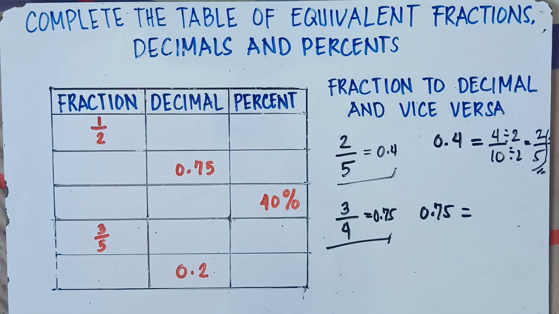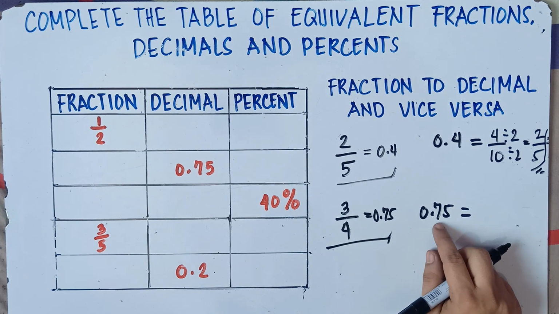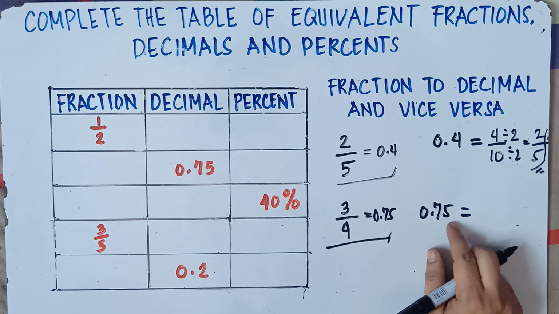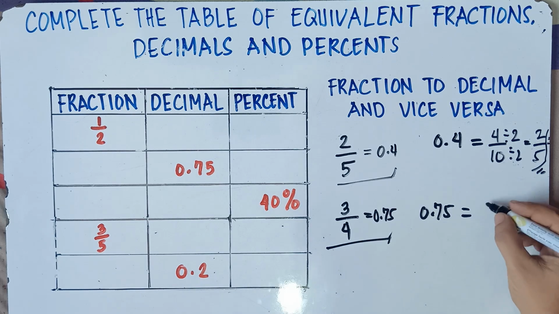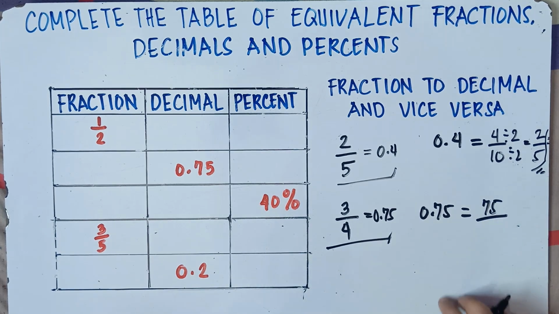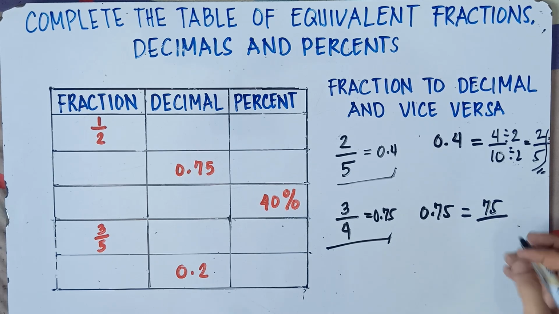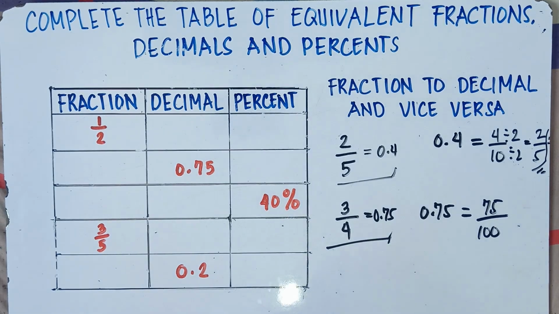Now, how about if we convert this one, 0.75, into a fraction? How will you do that one, class? Of course, 0.75. How many place values, class? You have tenths, hundredths. Therefore, this is 75, place value hundredths, over 100. 75 over 100. Can we reduce?